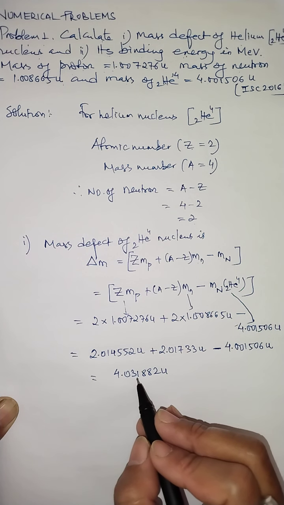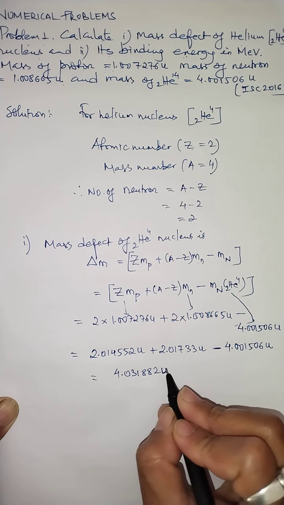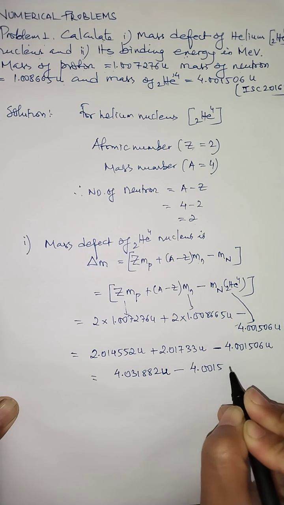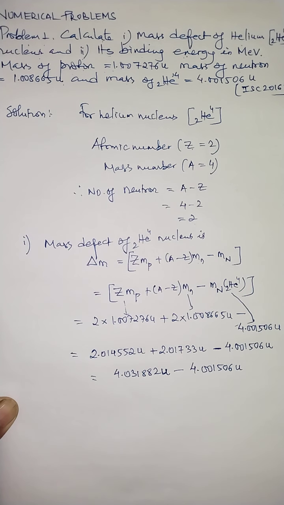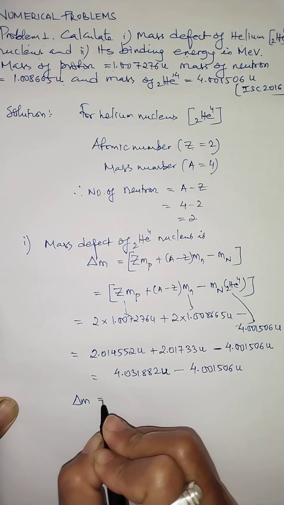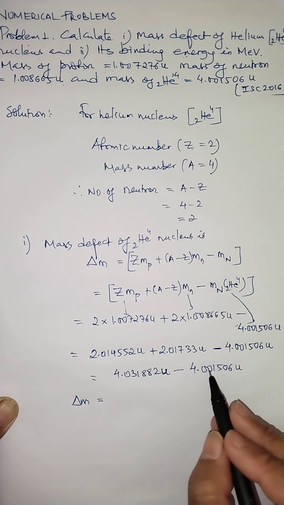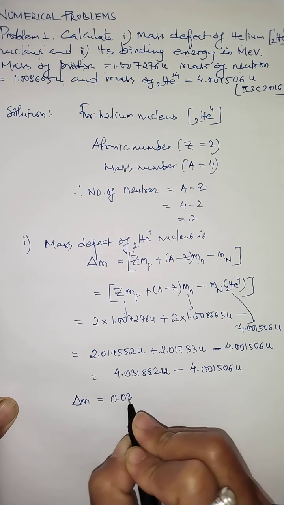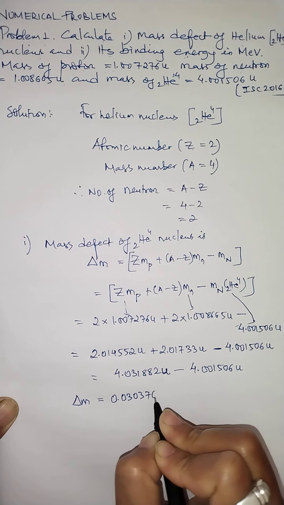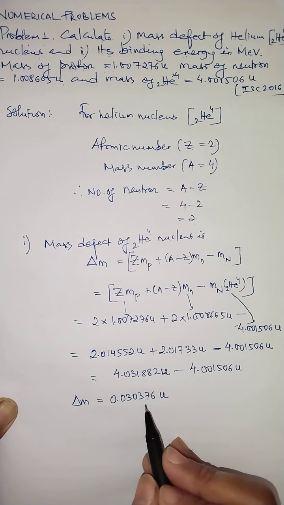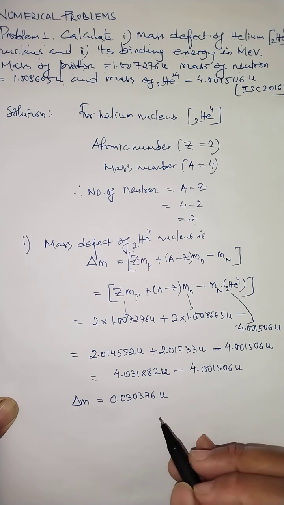So 4.0318882 U, U means the atomic mass unit, minus 4.001506 U. Now finally we can subtract these two masses, which gives you the mass defect. So mass defect delta M equals, if you subtract these two masses with the help of a calculator, you get 0.030376 U. So finally the answer is, the mass defect of this helium nucleus is 0.030376 U, a unified atomic mass unit.